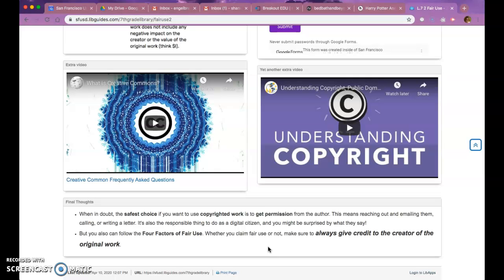But you can also follow the 4 factors of fair use. You're not going to email every single author for every single quote you're going to use for every single paper you write through the rest of middle school and high school. That's not manageable. But whether you claim fair use or not, you always give credit to the creator of the original work. Hello, citations. That's a different lesson.